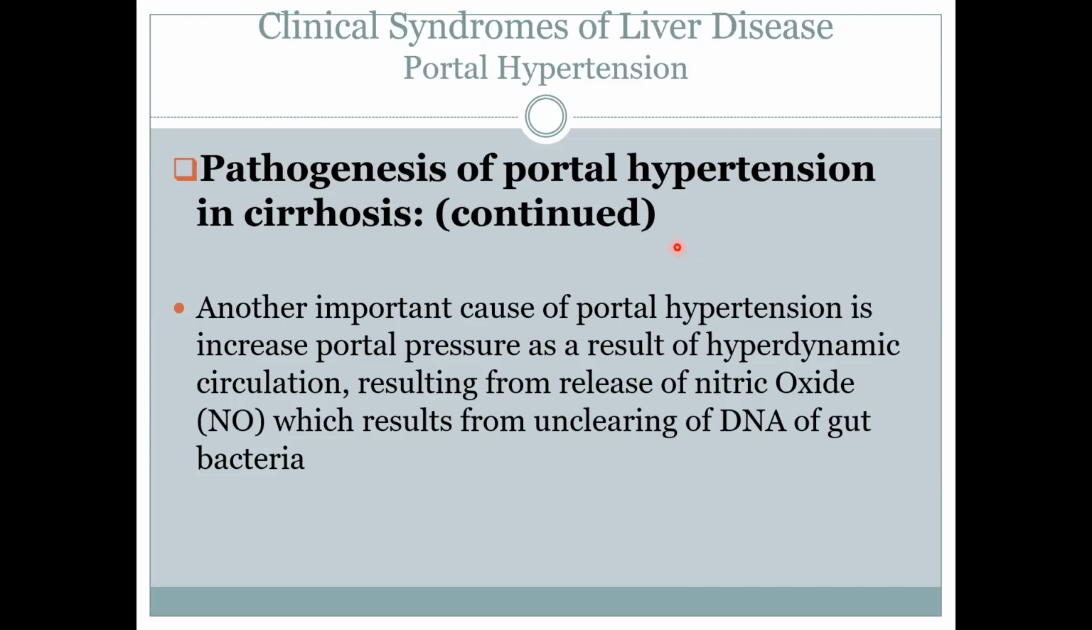Anything else? Doctor, for the gut bacteria one, the infection can be anywhere, right? It doesn't have to be specifically in the liver or the gut? No, it has to be in the gut, because it's going to have a local effect on the portal circulation. The nitric oxide that will be released will have a local effect on the portal circulation, not on the systemic circulation. Okay. All right, thank you.